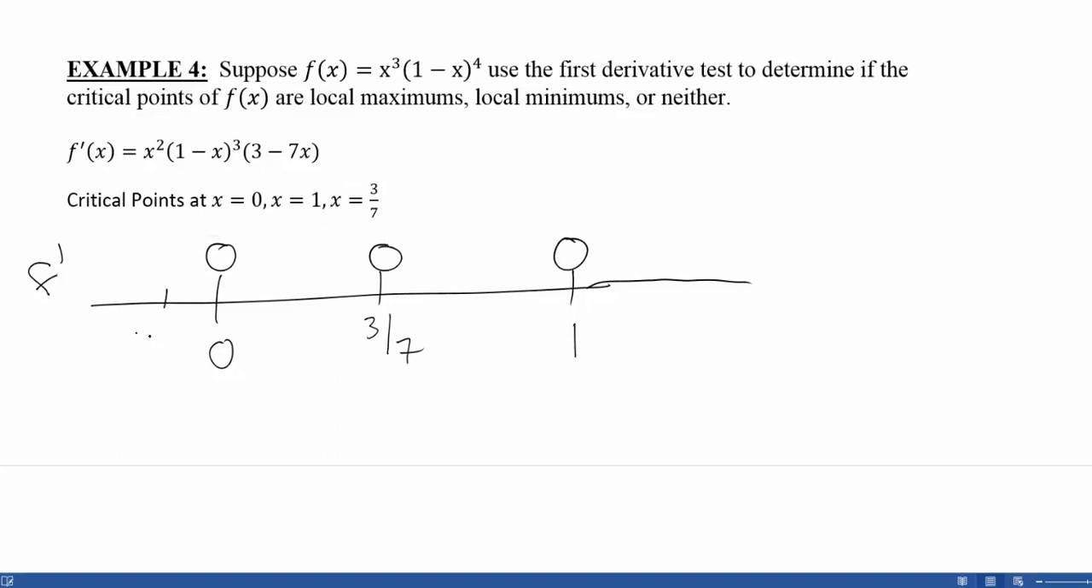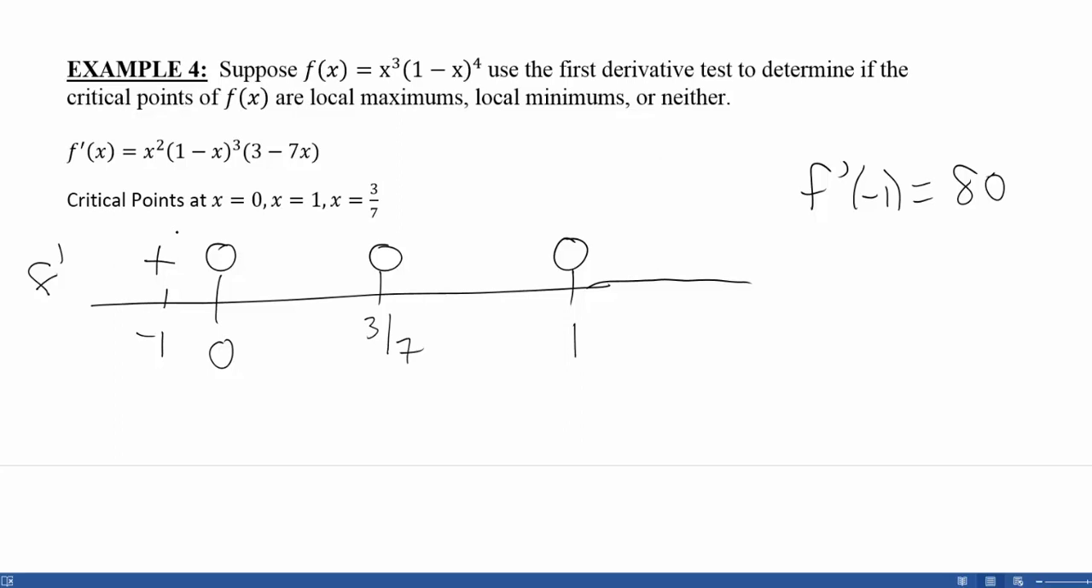So to the left of 0, I'm going to test -1. If I plug -1 into my first derivative, I'm going to get 80, which is positive 80. So I know that everything to the left of 0 is going to be positive.